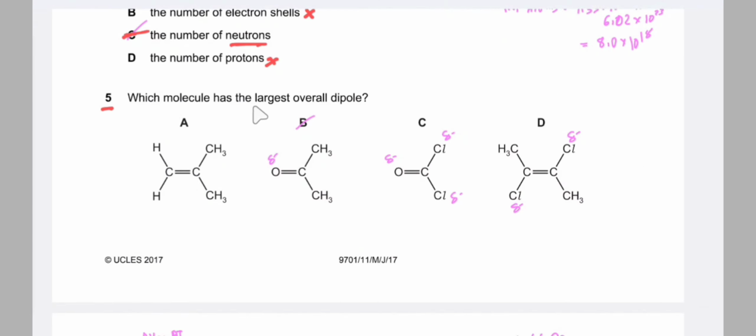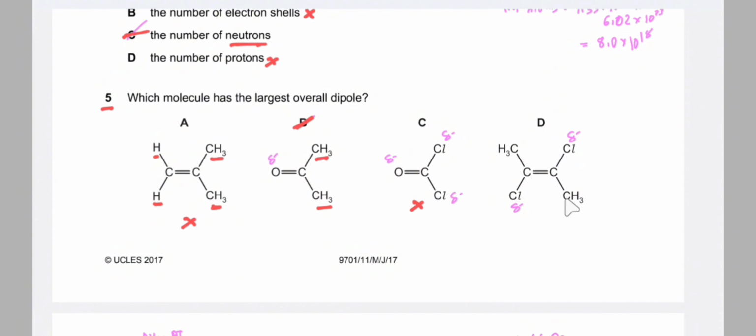Number 5. Which molecule has the largest overall dipole? So hydrogen has no dipole, while CH4 also has no dipole, as this is a symmetrical molecule. Then CH3 has no dipole, while oxygen is slightly negative, so there is some dipole, so the answer could be B. Then in option C, oxygen and chlorine are slightly negative, so there is a dipole, but since the molecule is symmetrical, there is no overall dipole.